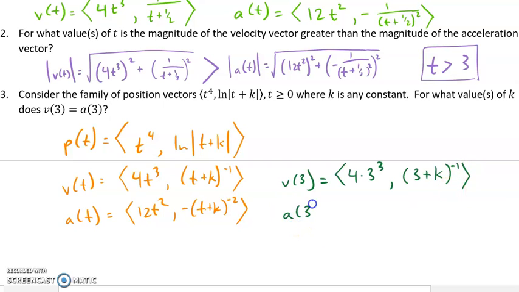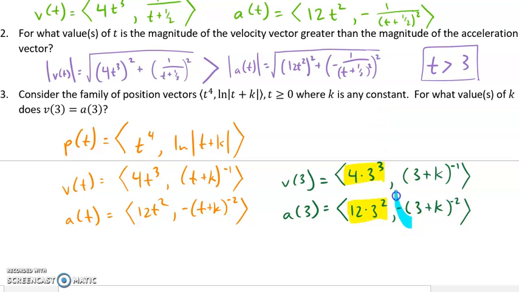And the acceleration vector, same deal, replace the t with 3. So we've got 12 times 3 squared, and this is going to be -3 plus k to the -2. Now, notice that in the x components, there's no k. These two things are equal. Then 4 times 3 cubed and 12 times 3 squared better be the same. And they are, because if you take one of these factors of 3 out of the 3 cubed, changing it to a 3 squared, and multiply that extra 3 over to the 4, we get the 12. So it doesn't really matter what that number is. What matters is it's the same.